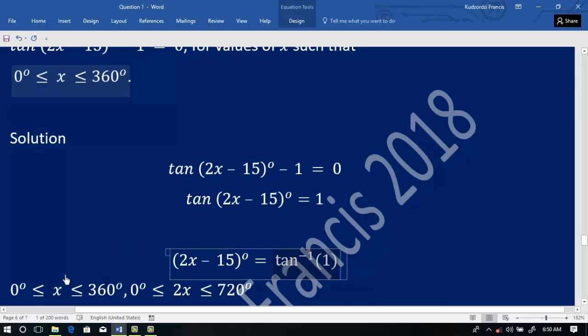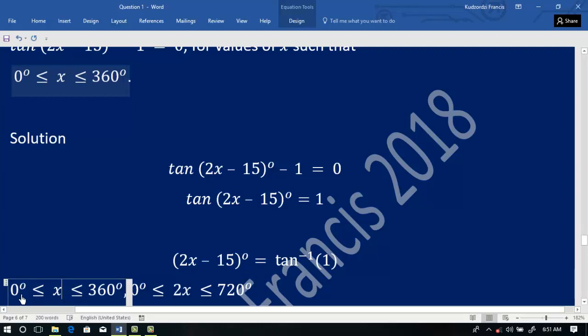Now we are saying that x is within 1 revolution, but we have 2x here. So 2 times x will be within 2 revolutions. That means from 0 degrees to 720 degrees. We are just multiplying through this by 2. So if that is the case, we must find the angles from 0 degrees up to 720 degrees.